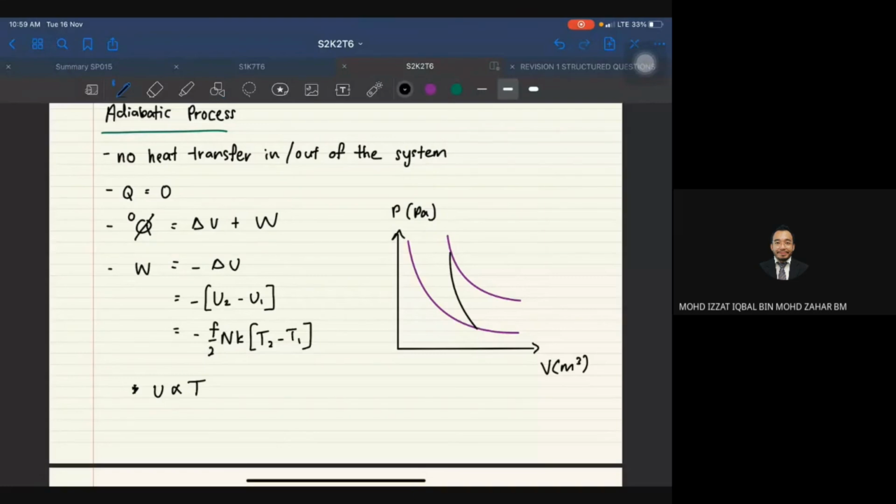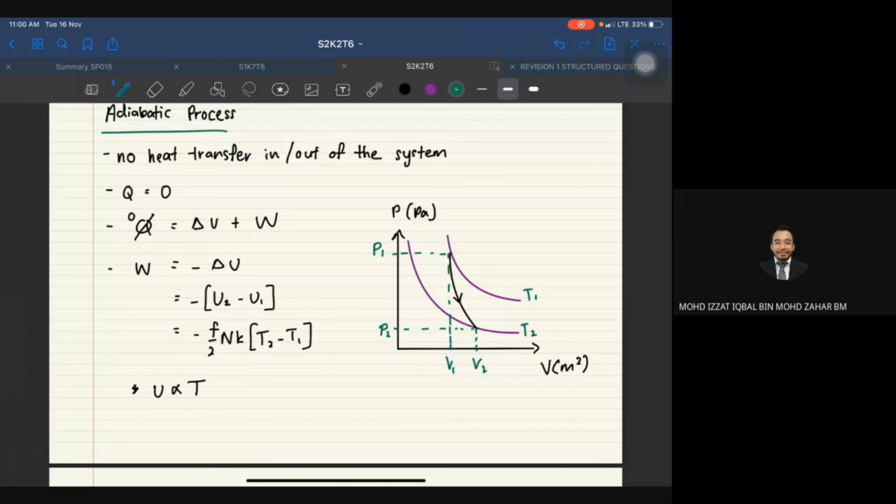Okay, so katakan proses dia ke bawah. So you expect that this will be your P1, this will be your P2. And this will be your V1, and this will be your V2. And this is your T1, and this is your T2. So you can see that P, V, and T, all the values change. Dia berubah. Setiap satu tu berubah.